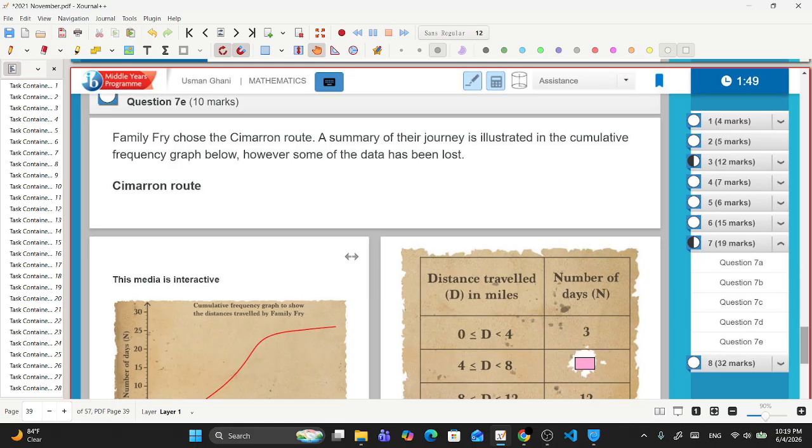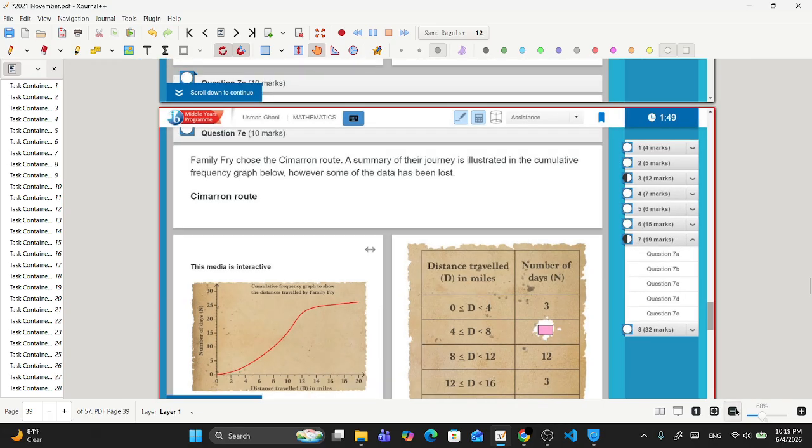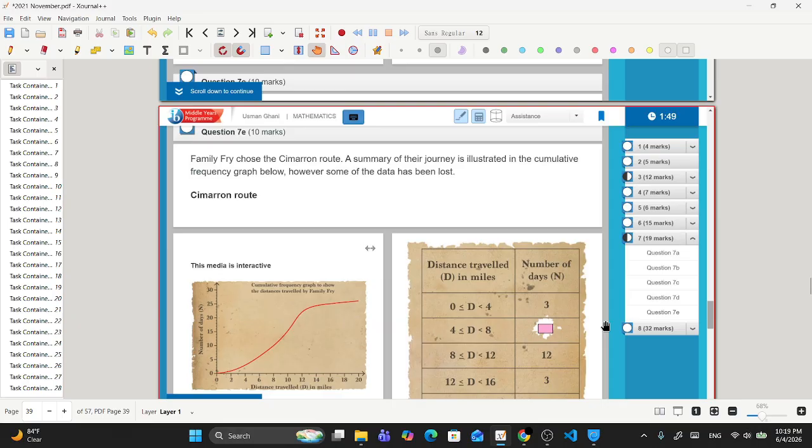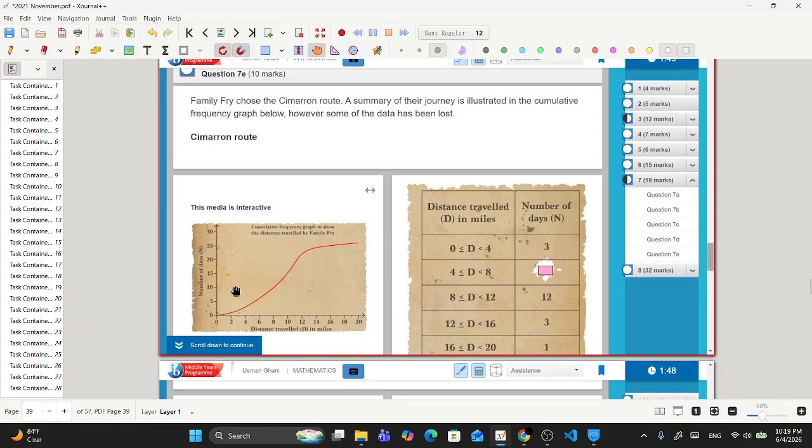Family Fry chose the Cimarron route. A summary of their journey is illustrated in the cumulative frequency curve below. However, some of the data has been lost. Number of days n and distance traveled d in miles. So the more the number of days, the more the number of miles. That makes sense.